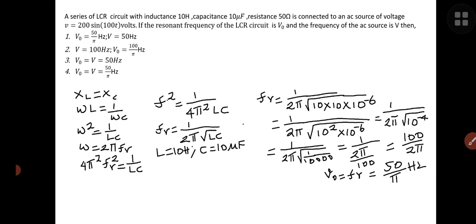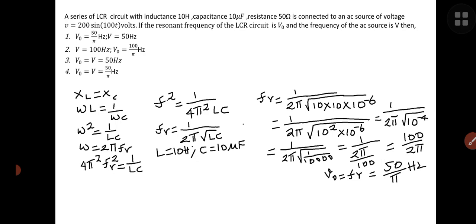Option 2: V is equal to 100 hertz, V naught is equal to 100 by pi hertz. Option 3: V naught equal to V equal to 50 hertz. Option 4: V naught equal to V equal to 50 by pi hertz. Let's move on to the solution for the question.